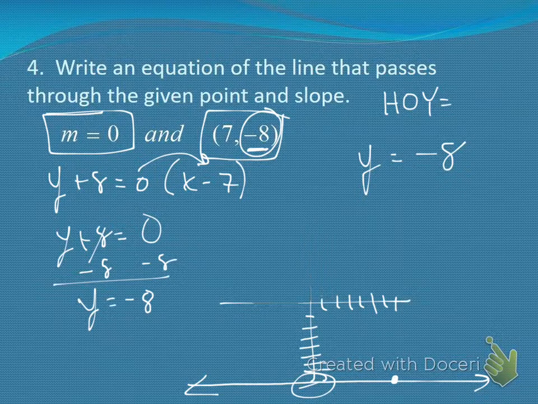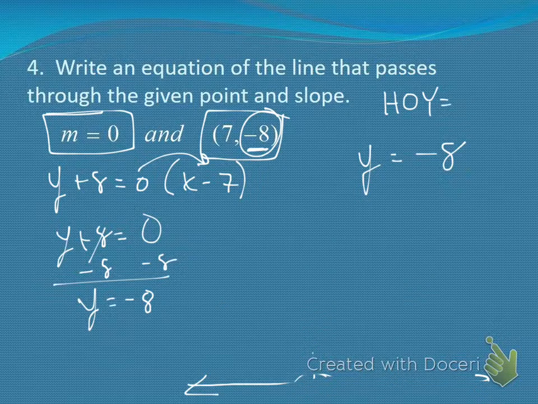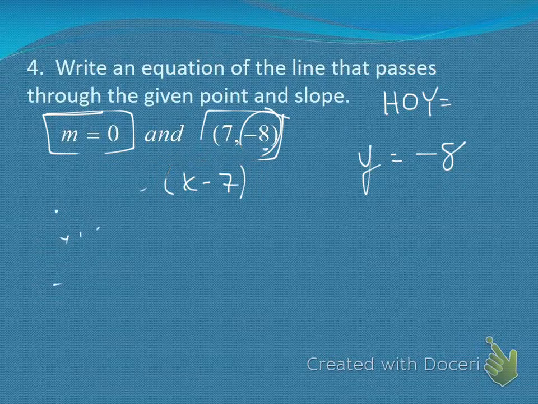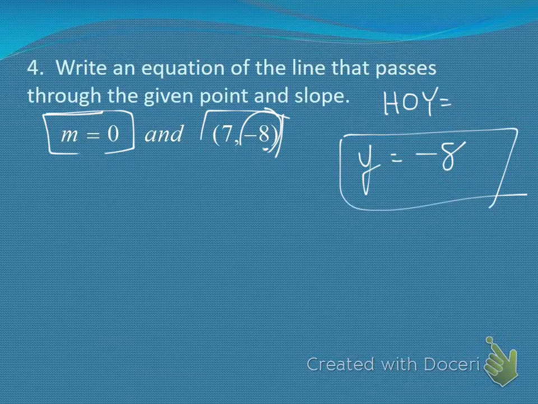So what that means, there's a whole bunch of writing here, but what that means is that if your slope is 0 and you want to write the equation of a line, you don't need anything else except that. y equals negative 8. So save yourself some work and think about what's going on first.